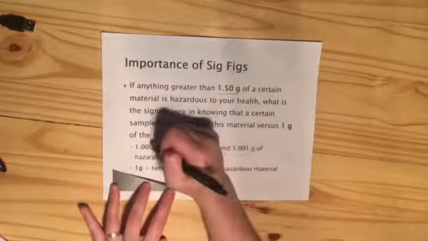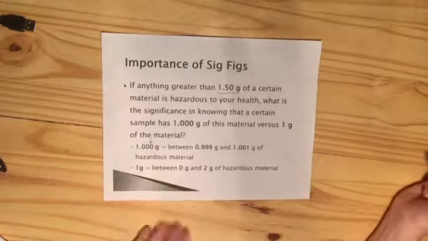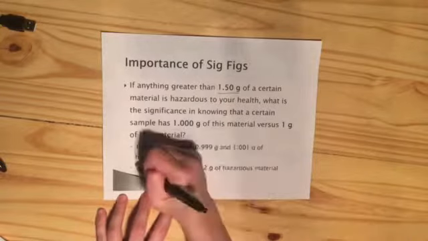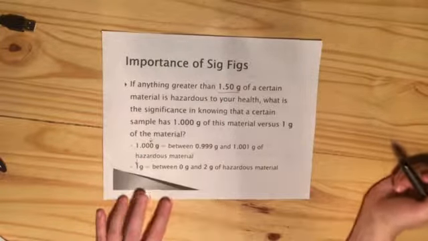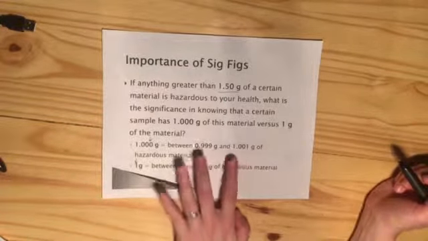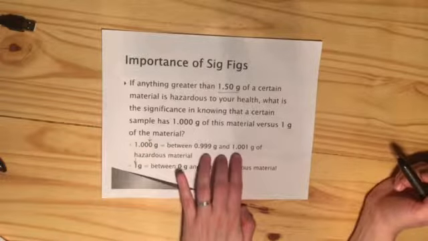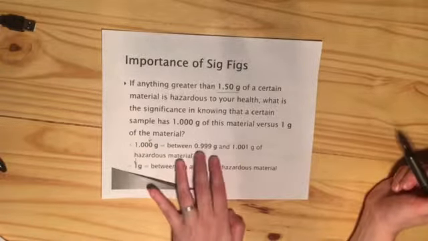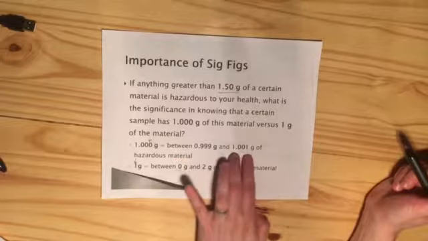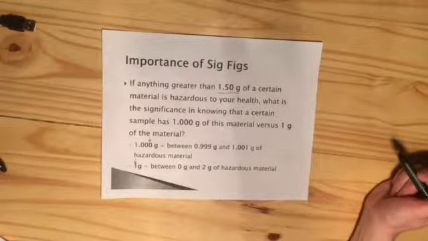1.000 grams means that here is your uncertain digit. 1 gram tells you that here is your uncertain digit. So look at our range of error here. Here we know the actual number in this sample is between 0.999 and 1.001 grams of hazardous material.